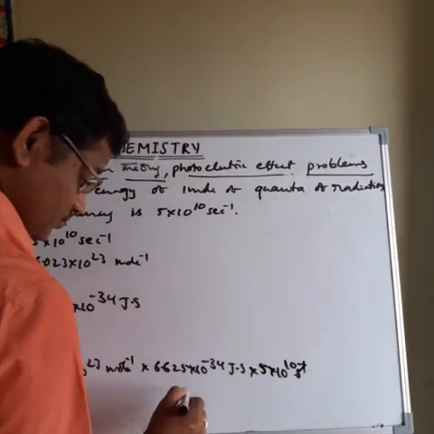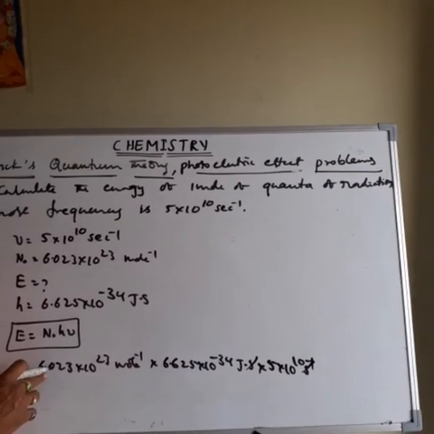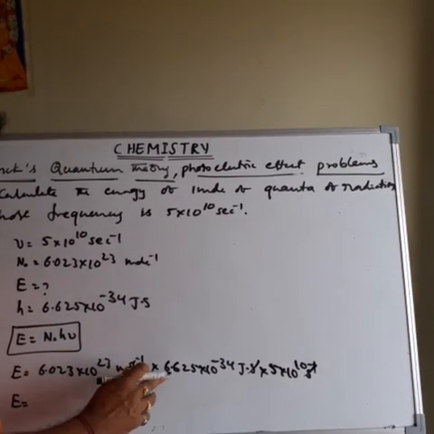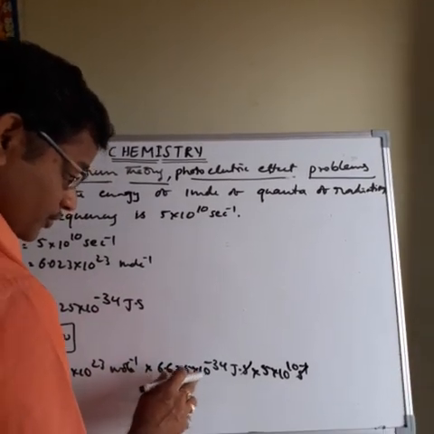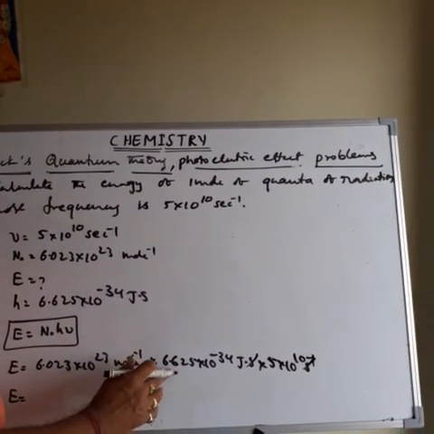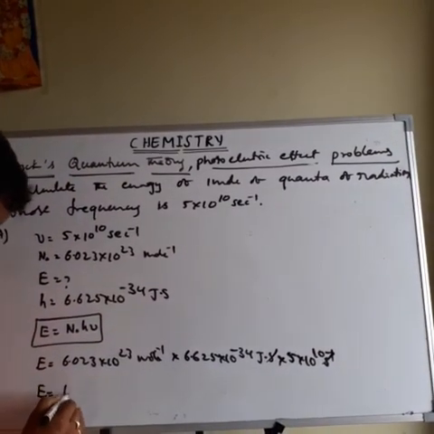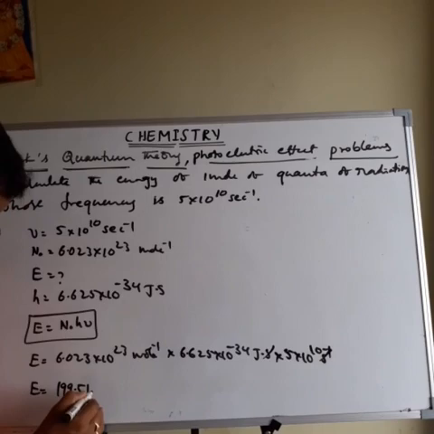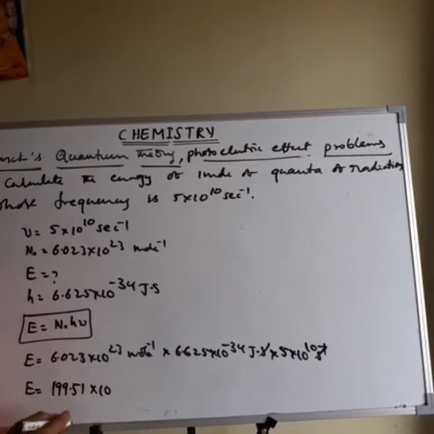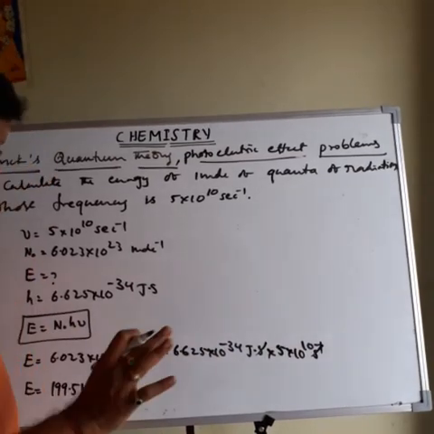Second inverse, seconds cancel. The remaining is 6.023 into 6.625 into 5. Its total value, 199.51, will come into 10 power 23 plus 10 power 33, and minus 34.